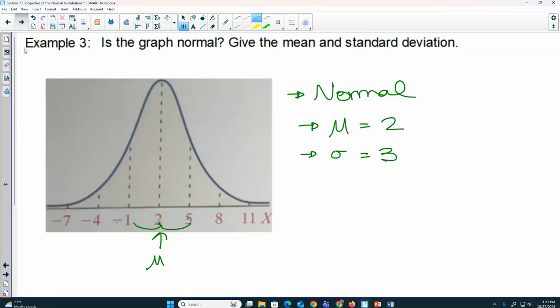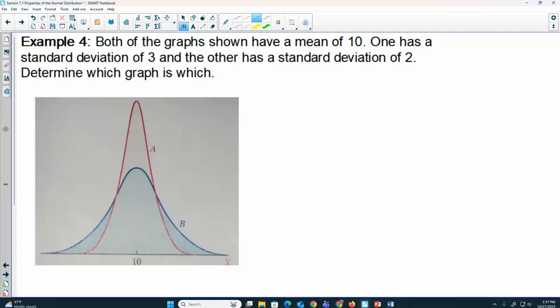So take a second on this one. Before we say it out loud, I want everyone to try it. Both of these graphs have a mean of 10. Would you agree with that? 10 is the peak on both? One has a standard deviation of 3. The other has a standard deviation of 2. Decide which is which. Don't say it out loud, just think about it on your own first.